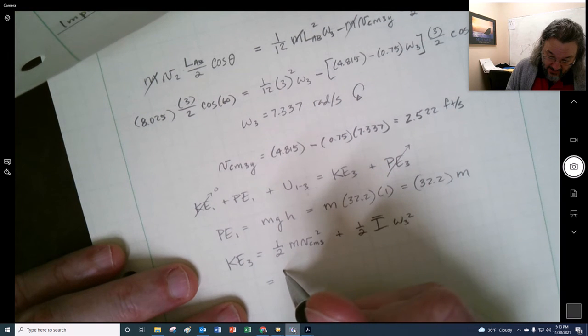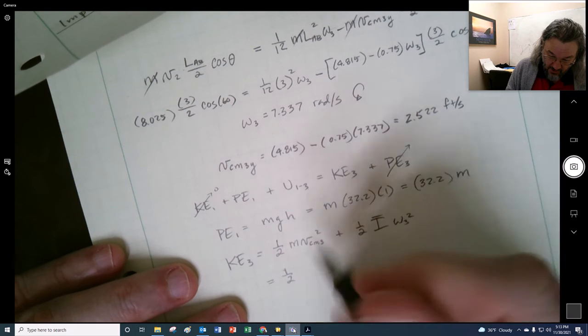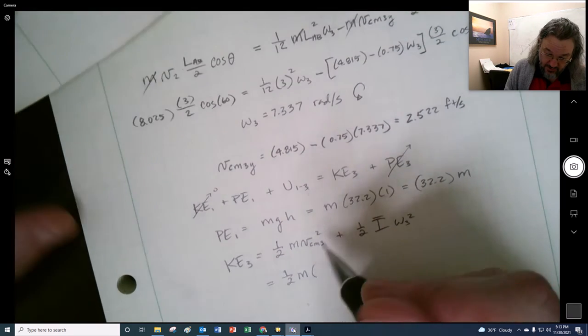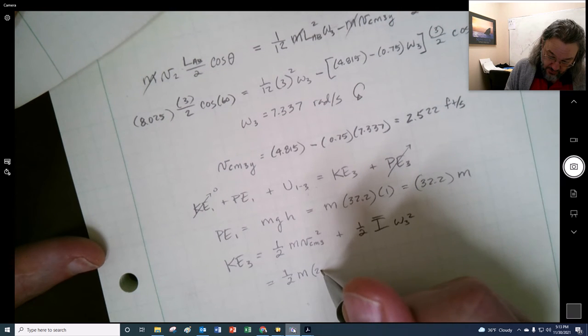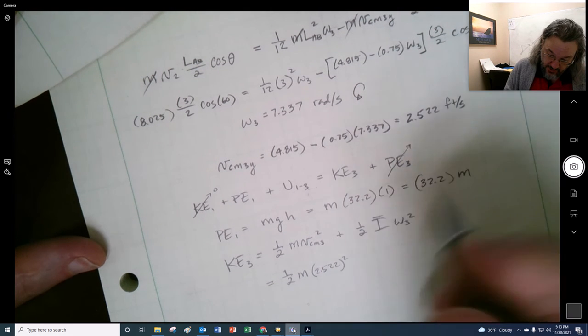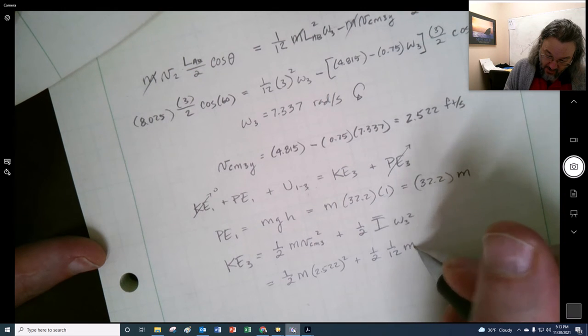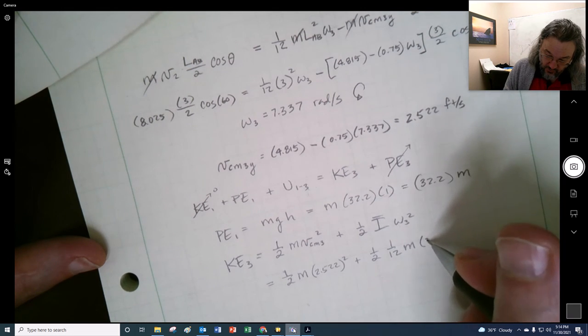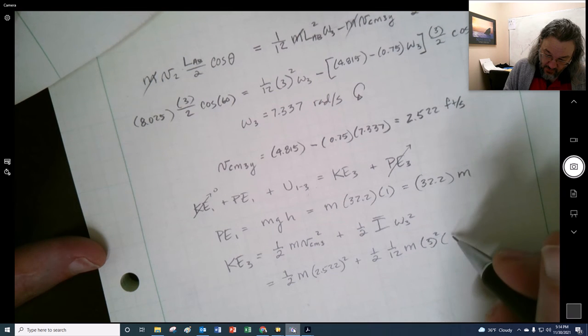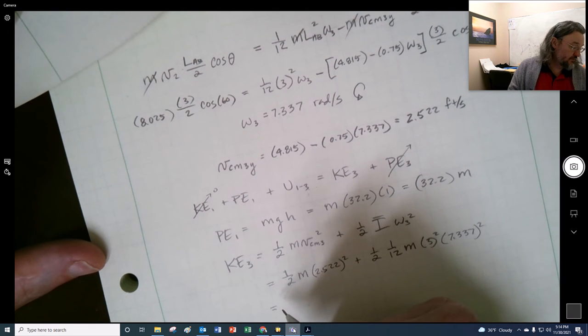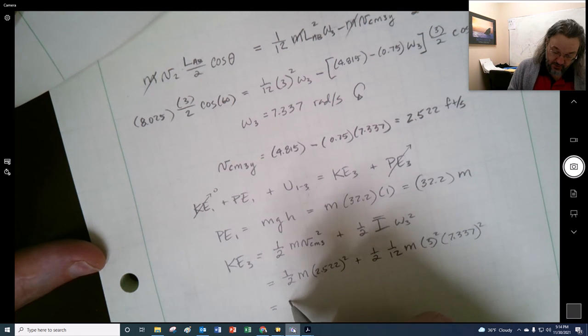I'm going to leave the masses in there. So I'm going to go 1/2 m, and the velocity of the center of mass we decided had to be 2.522 squared plus 1/2 times 1/12 m L squared, which is 3 squared, times my 7.337 squared. If you put all of that together, what you end up finding is you get 23.37 m.